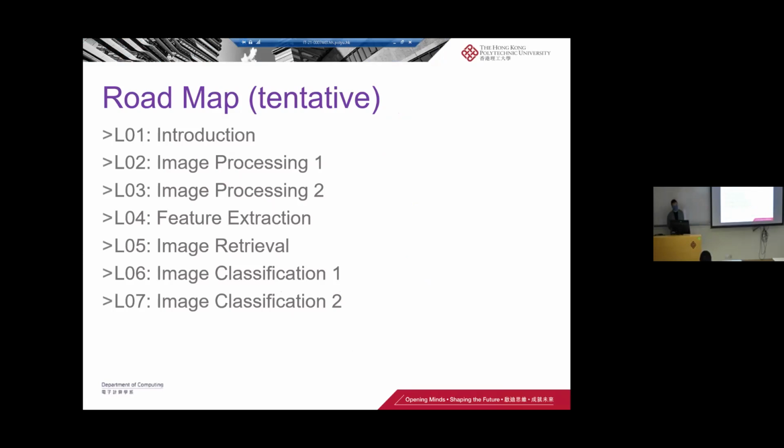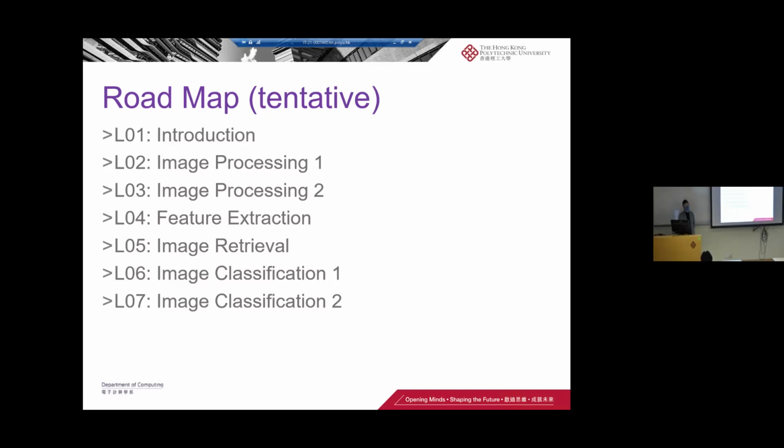And for the course itself, here we have a tentative roadmap. Lecture one is today. We give an introduction about computer vision and what we're going to do in this course. From next week, we're going to introduce image processing. We're going to spend 2 lectures on that actually. It's the basis of the basis.